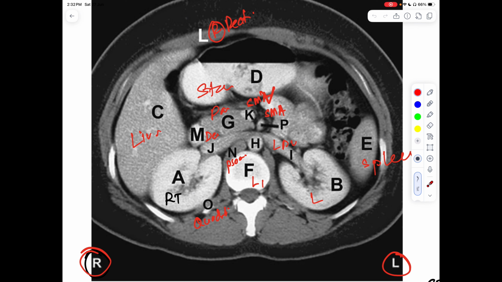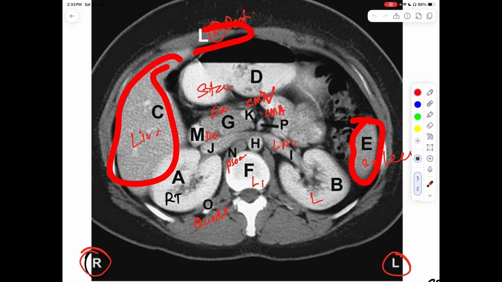Then you see the stomach and these. This one is the spleen on this side. This one is the liver, and these are the rectus muscles. This is left rectus, right rectus.